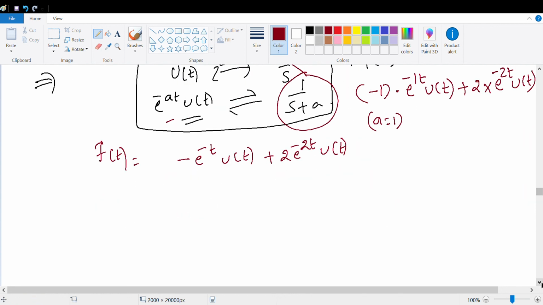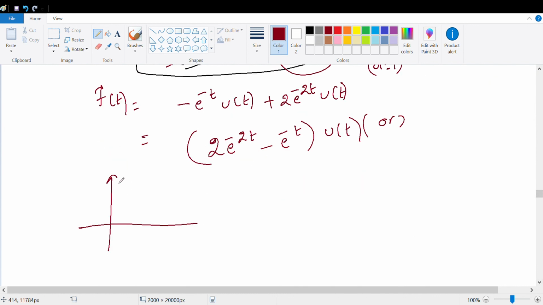We can write it in a more compact form, like 2 into e power minus 2t minus e power minus t, times u of t. Otherwise there is another form. We know that u of t is a unit step signal. It is 0 for t less than 0, and for t greater than 0 it is 1. So if you put t equal to 1, it is 1, if you put 2, it is 1, like this. So in our case u of t is only 1, so it is 1.